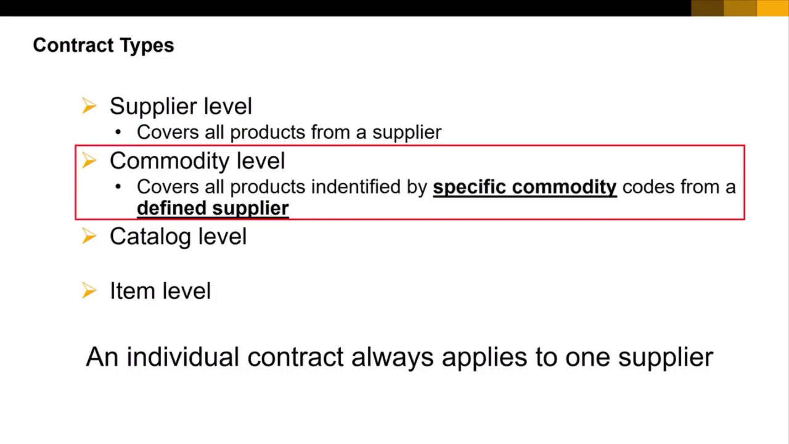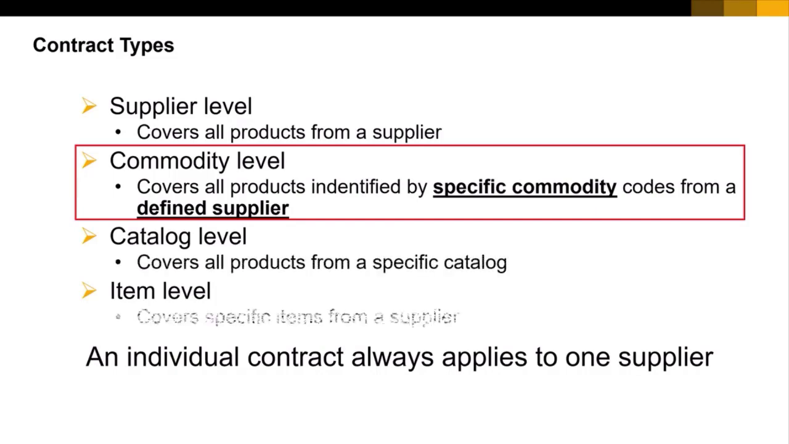So that's two-factor contract compliance, where you're covering all products supplied by one particular supplier and also within a specified commodity code. The other types which we'll come on to in future videos will be catalog level and item level.